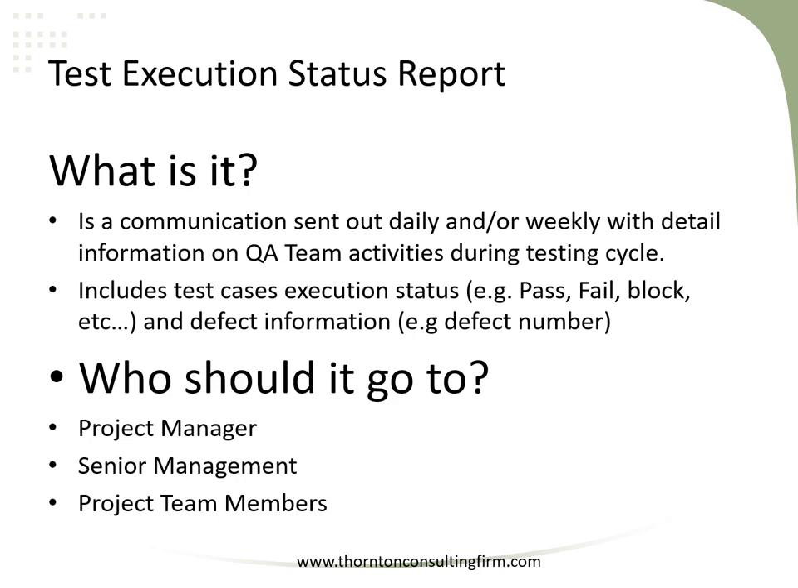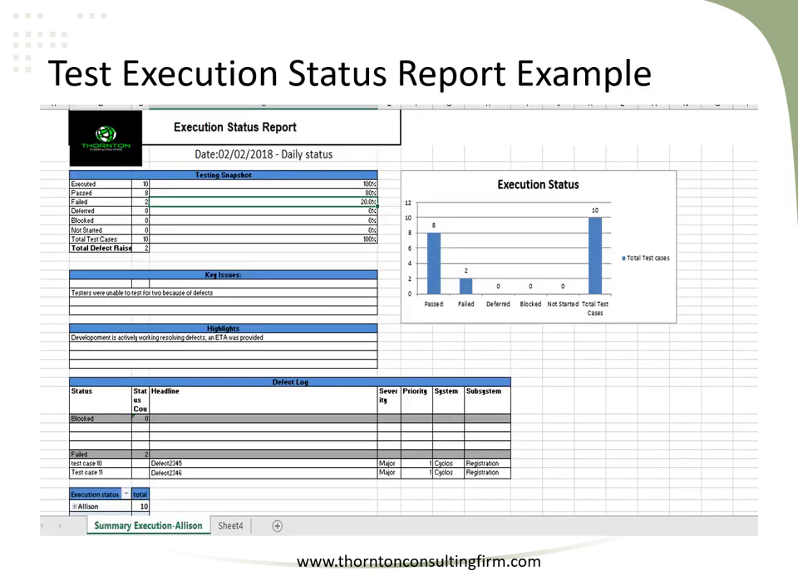It includes the test case's execution status, whether a test case passed, failed, or blocked, and any defect information, such as the defect number. So who usually gets this information? Who receives this report? Well, a QA lead generally will email this report to the project manager as well as senior management staff, and also certain members of the project team will receive a copy of this report.